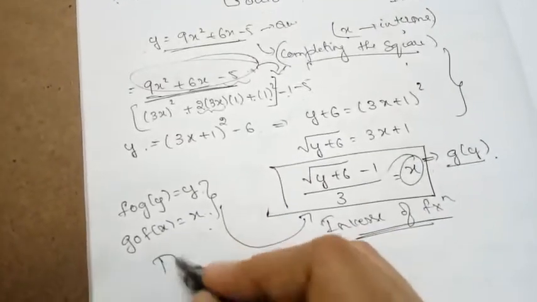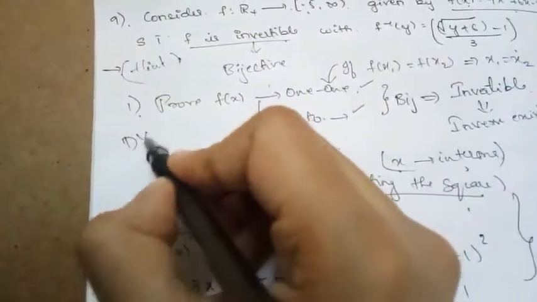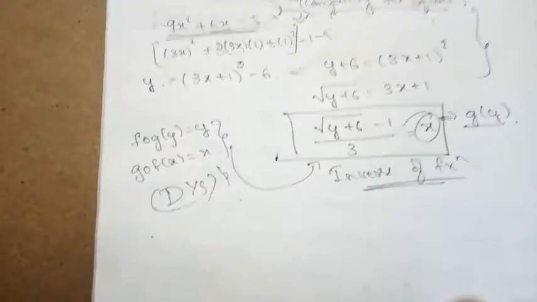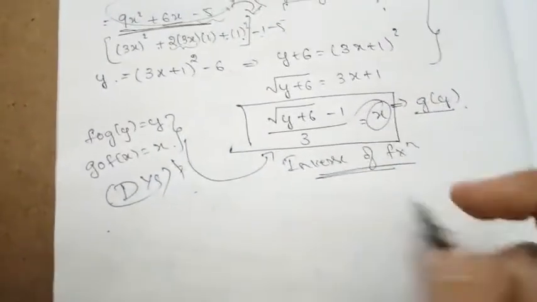By showing these two things you will find the inverse of this function. This part is for you to do by yourself. In the beginning, this one is also for you to do by yourself, and this one is also for yourself only. So now let us move to the next question.